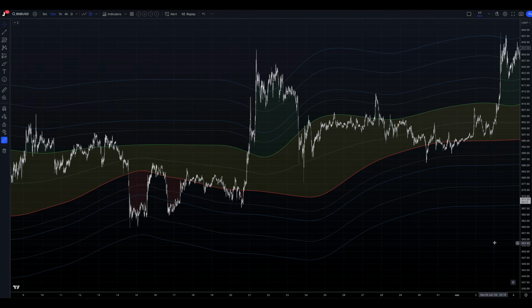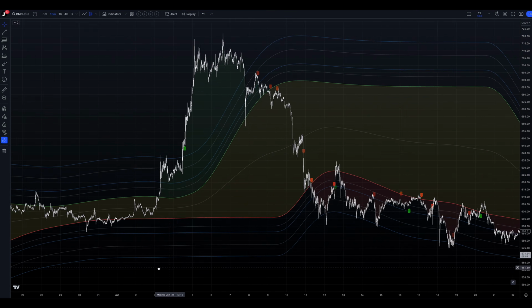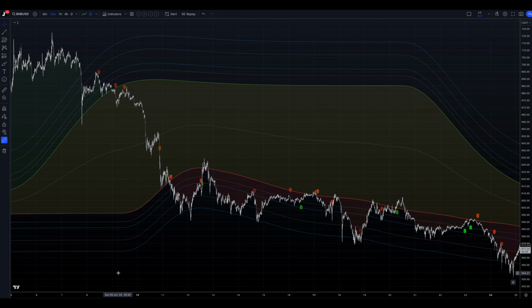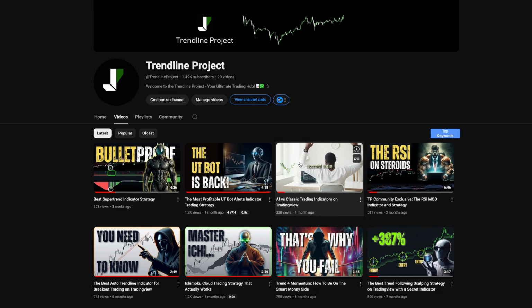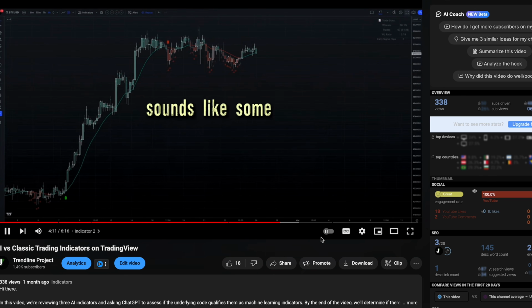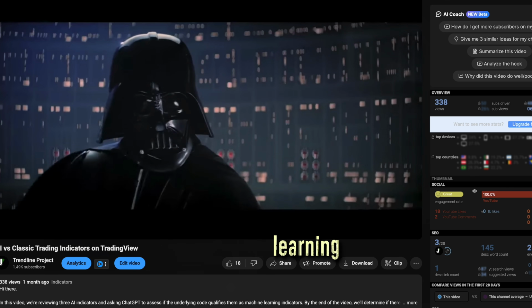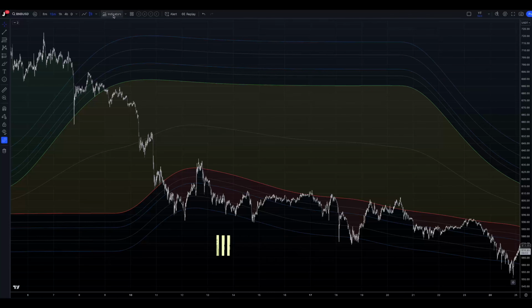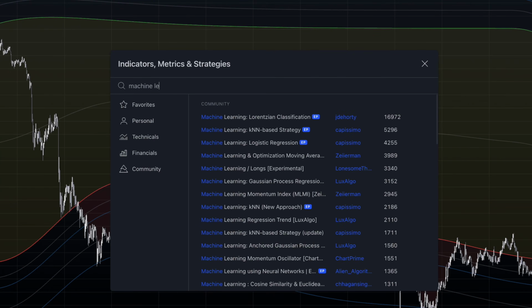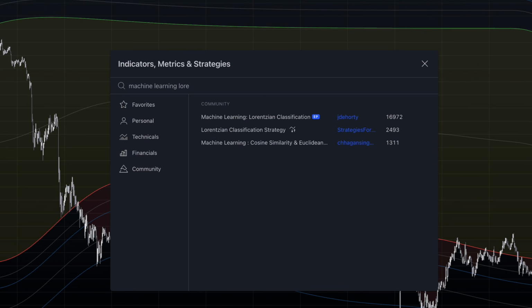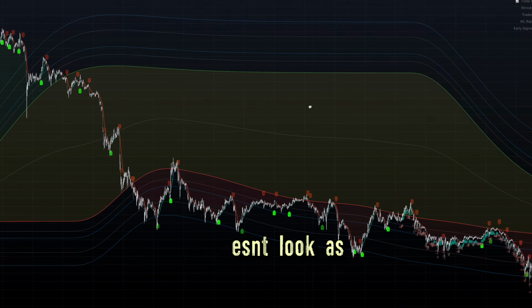Before we get to the settings though, let's review another indicator we'll be combining with this momentum filter for our strategy today. If you've been watching my video about the differences between AI and classic indicators, you'd know that one of the indicators I reviewed was the machine learning Lorentzian classification. I'll link that video down below in case you need to refresh your memory on it. Let's add it to our chart. It doesn't look as promising yet.